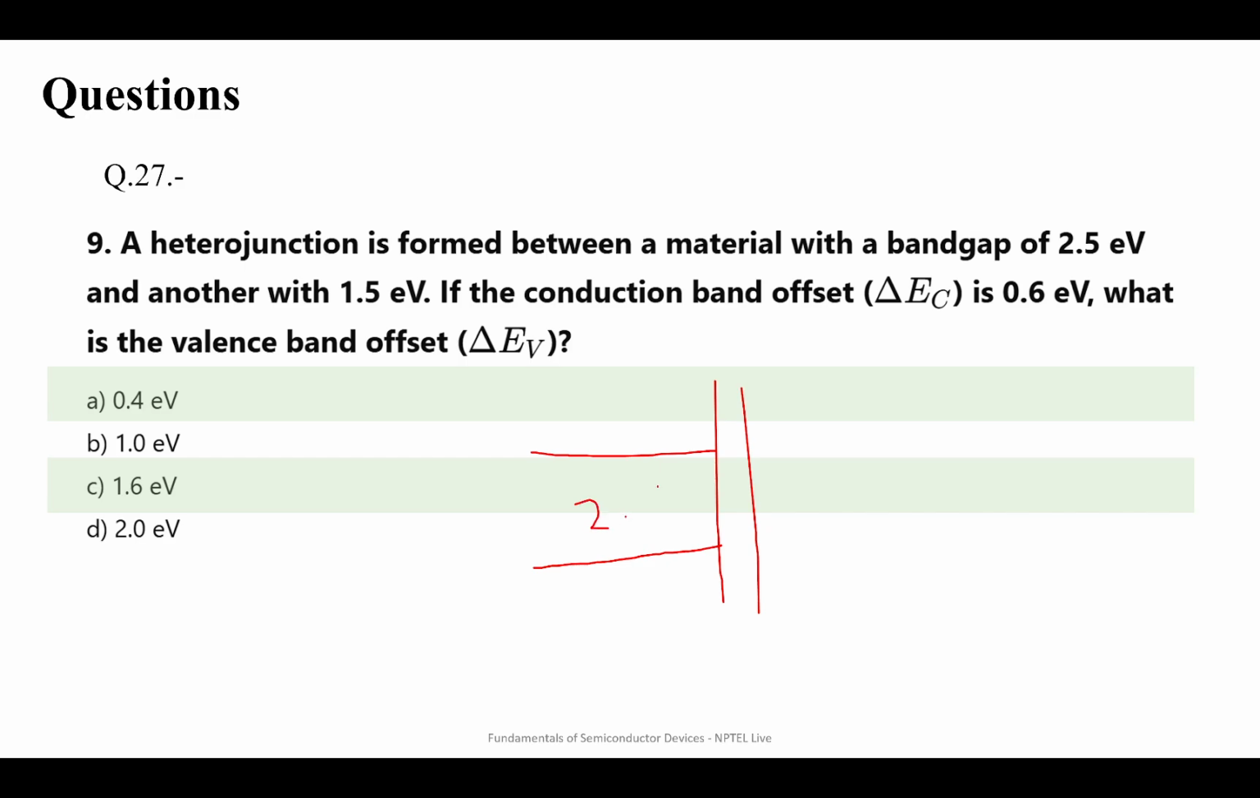So this is my 2.5, right? Now my conduction band offset is 0.6. So it can either be above or below, right? If I draw below, it will be type 1. And then I make another with 1.5. Now my band gap is given as 1.5, so I make a 1.5 here. So this will become type 1. And now if I calculate my valence band offset, that will come out to be 0.4. So this is my type 1.